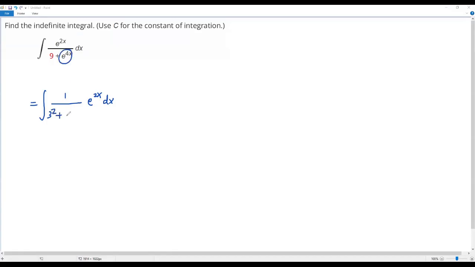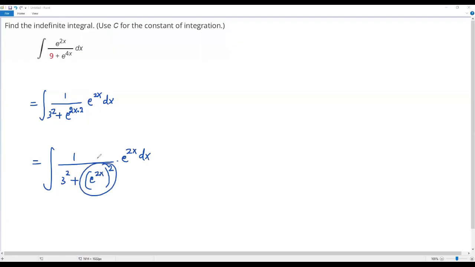This e to the power of 4x can be written as e to the power of 2x times 2. Integral 1 over 3 squared positive. Here at the exponent, two quantities are multiplied, that is 2x and 2. Whenever two values are multiplied at the exponent, we can take one of the values as the first exponent, and the other value as the exponent for the whole stuff. I'm going to take this 2x as the exponent for e, and the second value 2 as the exponent for the complete stuff. Then times e to the power of 2x dx.